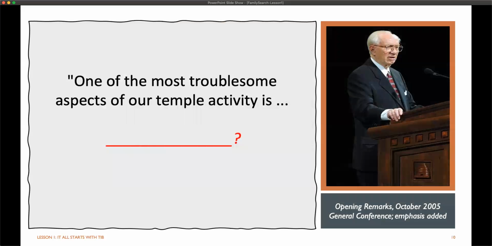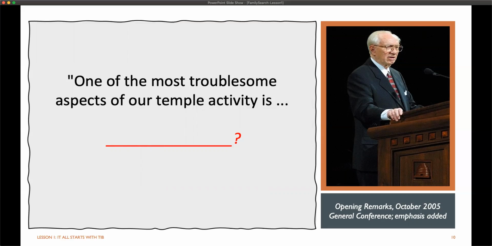So here's another one for you. President Gordon B. Hinckley, opening remarks, October 2005 General Conference, made a comment. He says, one of the most troublesome aspects of our temple activity is blank. Take a minute. Think about what you think he was saying? To me, I would think that we don't have enough adults with temple recommends going to the temple, or our youth aren't more involved, or something along those lines. That's what I thought about when I first saw this.